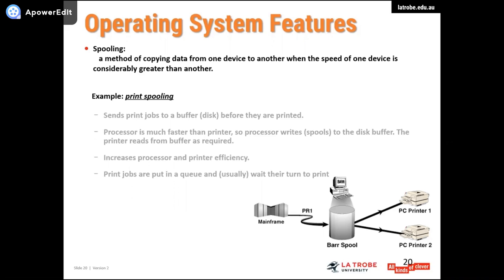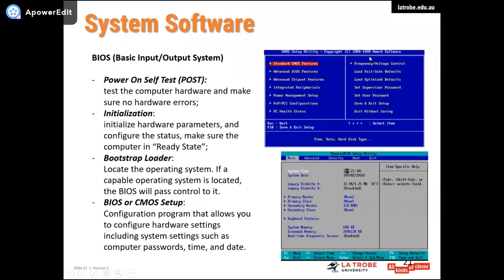So usually in the buffer we have a queue. All the print jobs will be put into a queue and wait for their turn to be printed. That's the technology called spooling. Now we have finished the introduction to the operating system. Let's move to the next important system software called the BIOS, Basic Input and Output System.